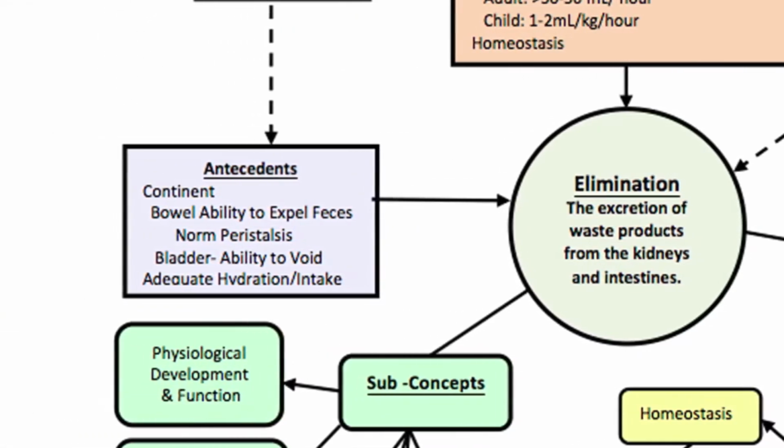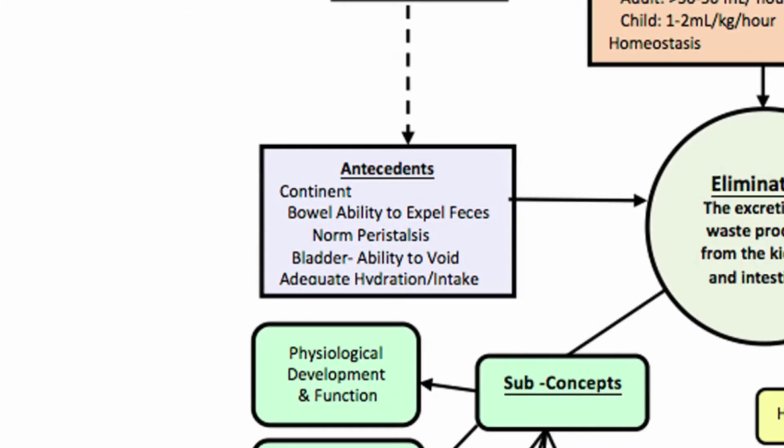Then if you'll notice over to the side, as we discussed before, the antecedents, again, ante meaning before, that before the concept of elimination can function optimally, the patient needs to be continent. They need to have bowel ability to expel feces, and to do that they would have normal peristalsis, which is the action of the bowel. Their bladder would need to have the ability to void, and they would need to have adequate hydration and intake. All these things must be in place in order for elimination to occur.